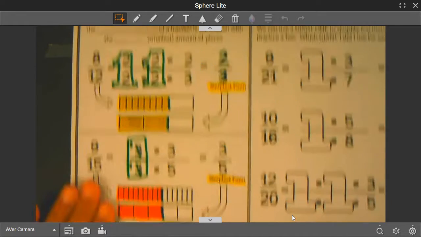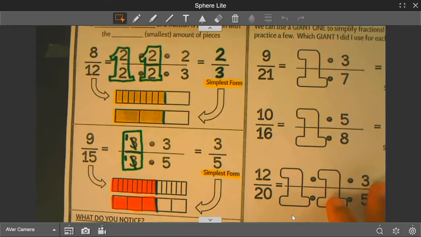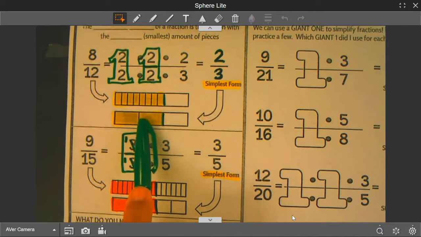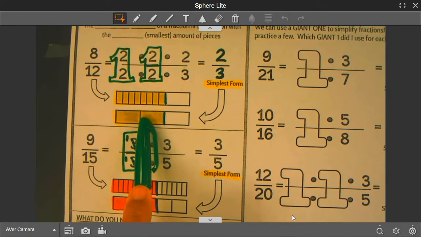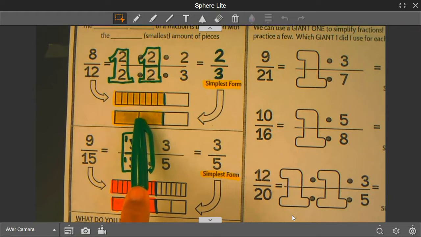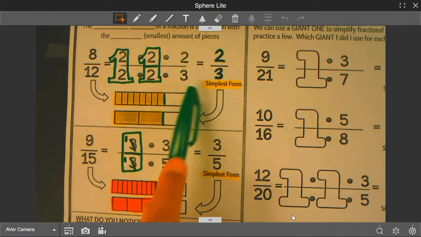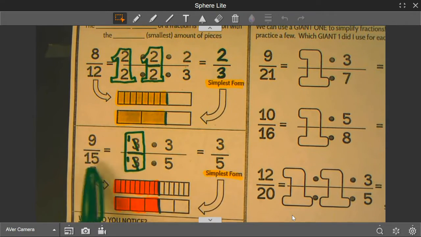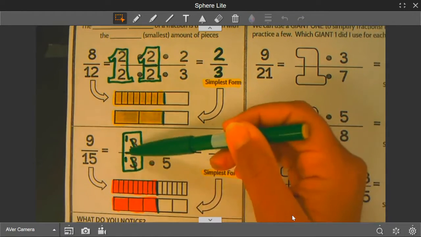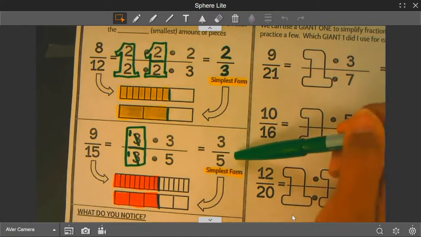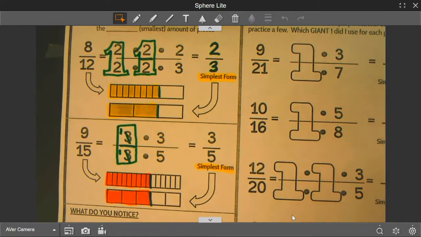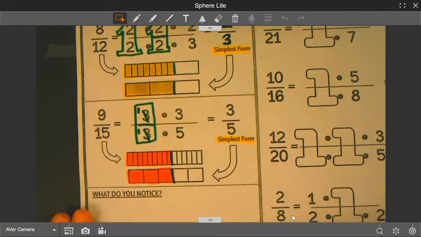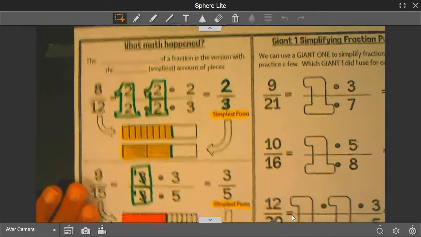Okay, so just taking a look at these two problems. We went from 8/12 to 2/3. Yes, they are equivalent, but what we are noticing, the math that happened, is that we are writing out the factors, even prime factorizing our numbers, so that we can find some giant 1s to write the fraction in simplest form.